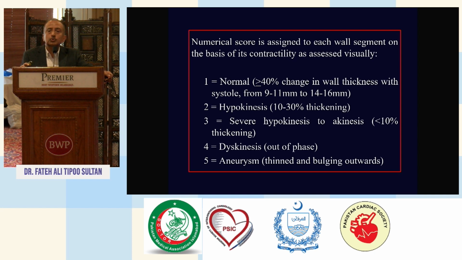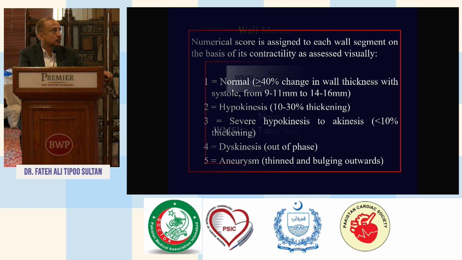So you can give the score to each segment. If all the segments are normal, then you would give the 1 score to each. If one segment is hypokinetic, then the score would be 2 for that segment. If it's akinetic, then you would give the 3 score. Dyskinetic, you would give the 4 score. And if aneurysmal, then you would give the 5 score.